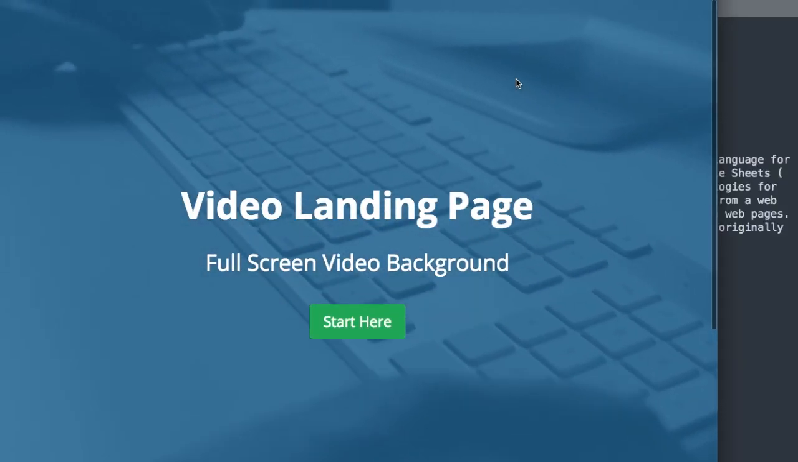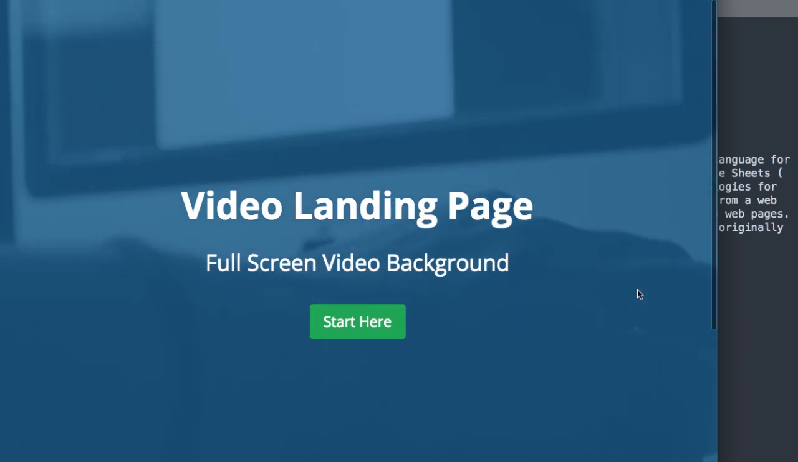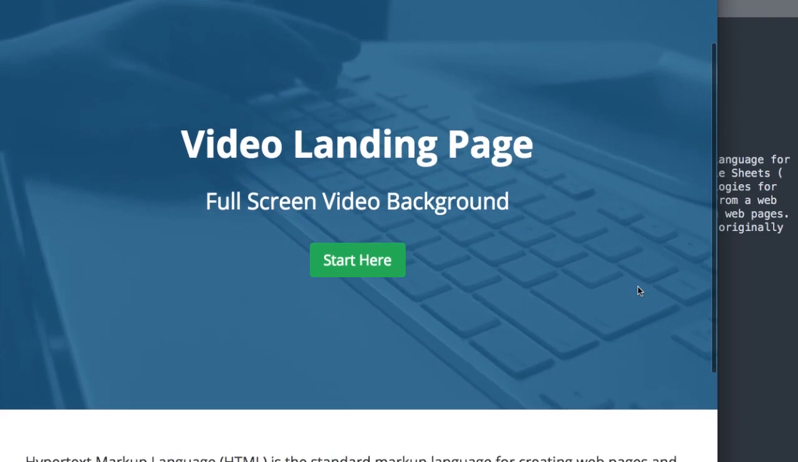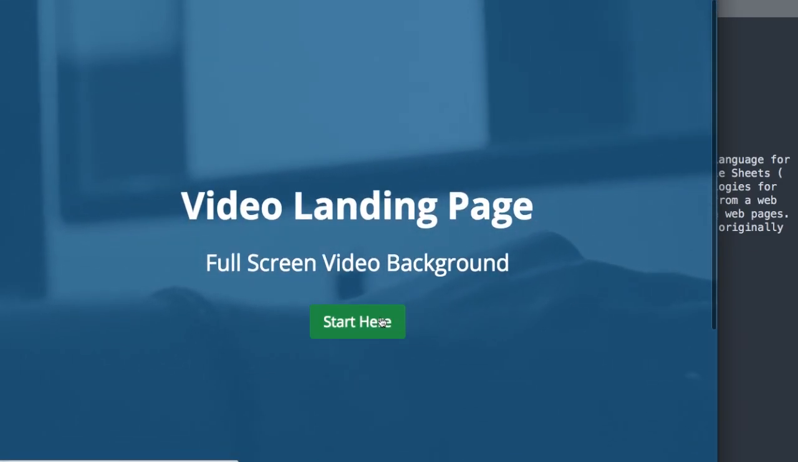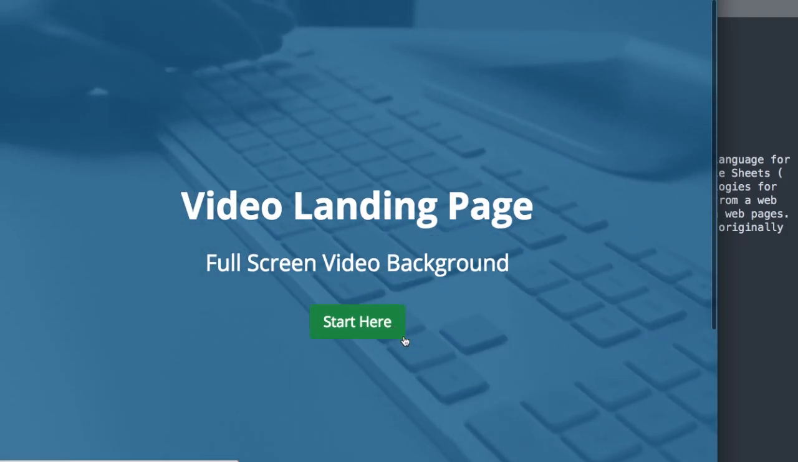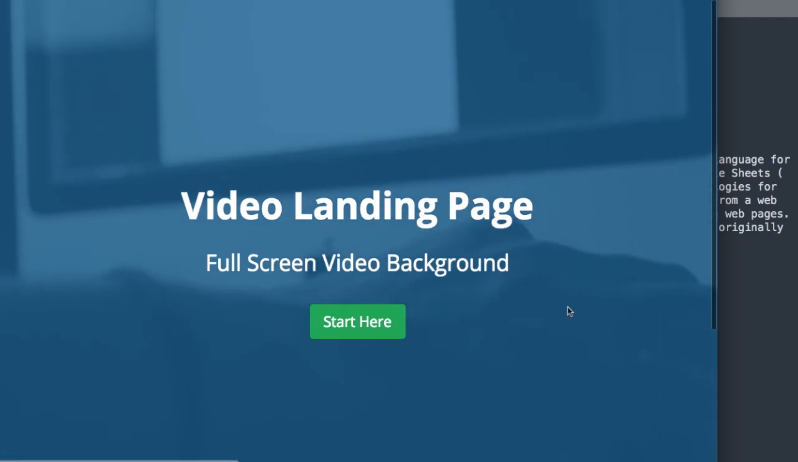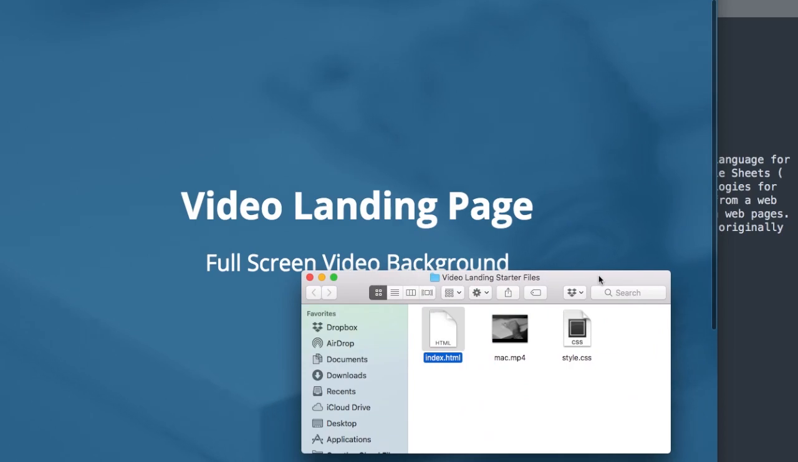In this video, we'll create a full screen video landing page. So let's take a look at it here before we get started. As you can see, we have a video in the background and it's going to take up 100% of the height and 100% of the width. We have some paragraph text underneath to emphasize that, as well as our heading 1, heading 3, and then the start here button overlaying on top of the video.